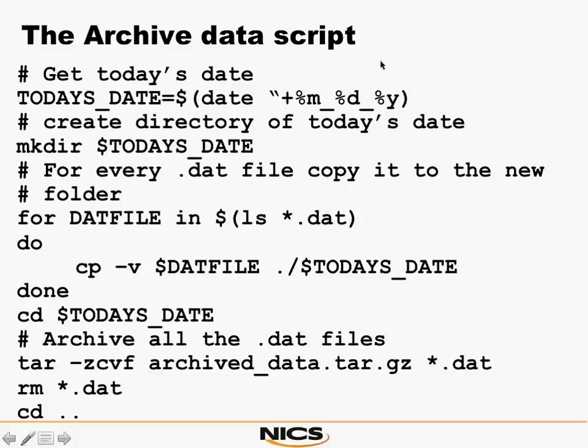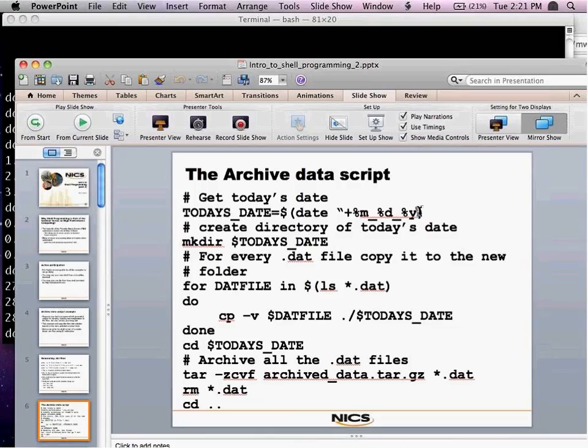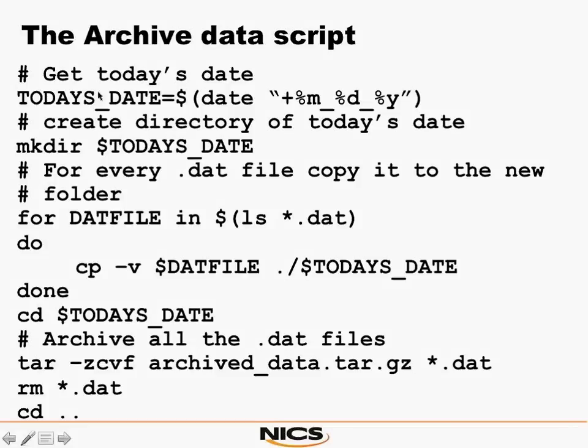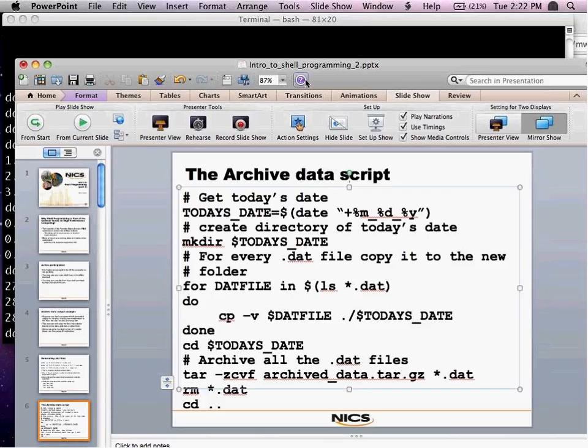So now let's go to the script. What I'm going to do is get today's date and put it in the format of the month, underscore, the day, underscore, the year. Then I create that directory after I define it. And for every .dat file, I'm going to copy it to this new folder using a for loop, and I'm going to archive it with tar.